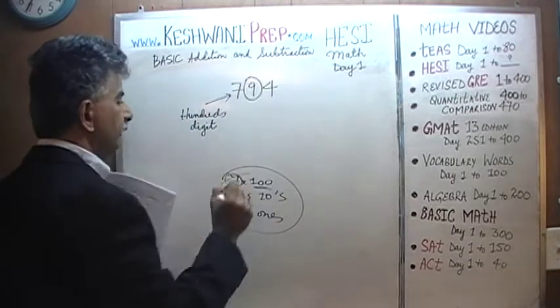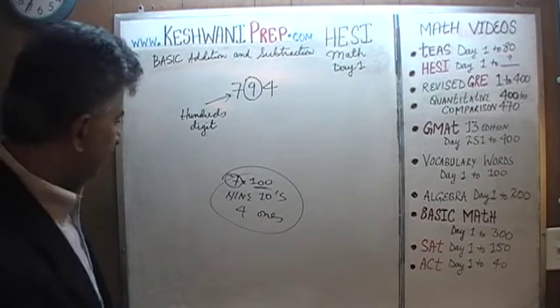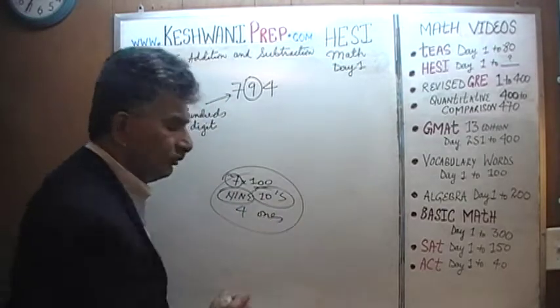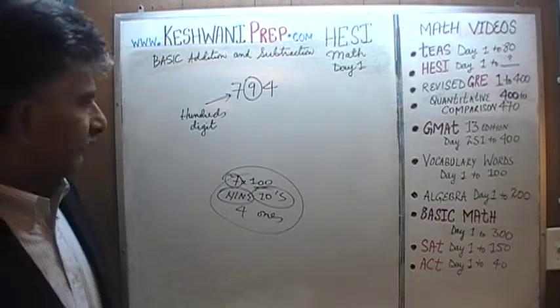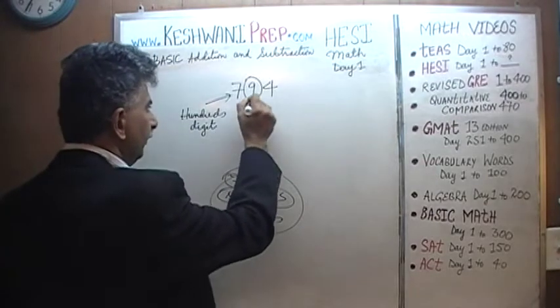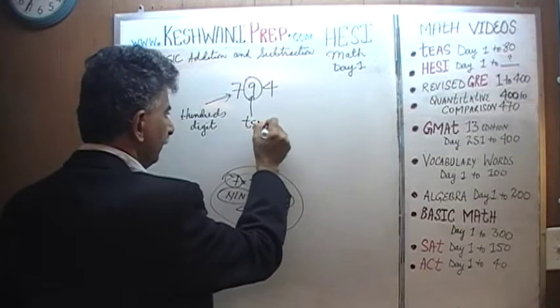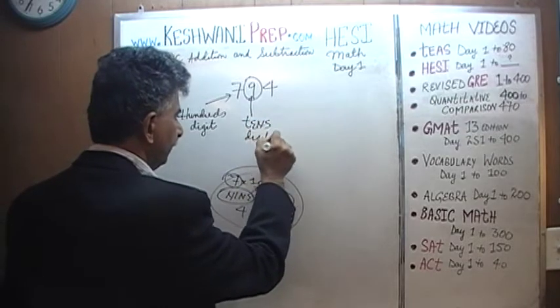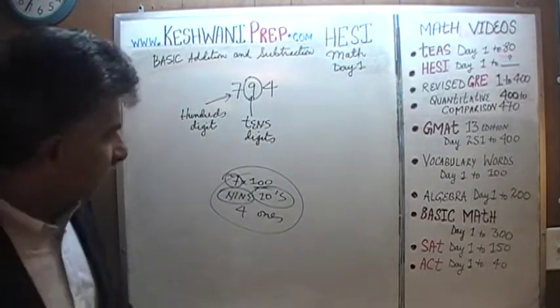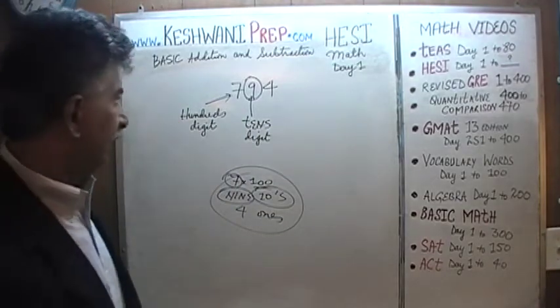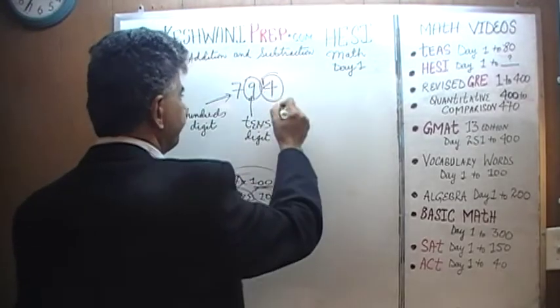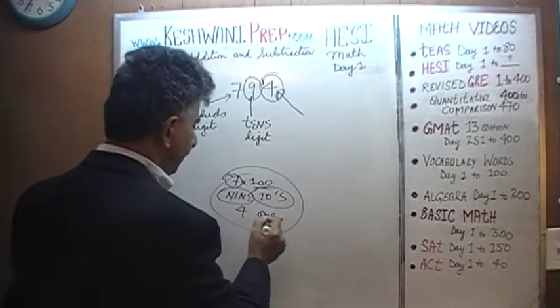This digit is going to tell us how many tens we have. 90 has 9 tens. 40 has 4 tens. 60 will have 6 tens, and so on and so forth. So this is called, logically, the tens digit, because it tells us how many tens we have. And finally, this right here, 4, tells us how many ones we have.